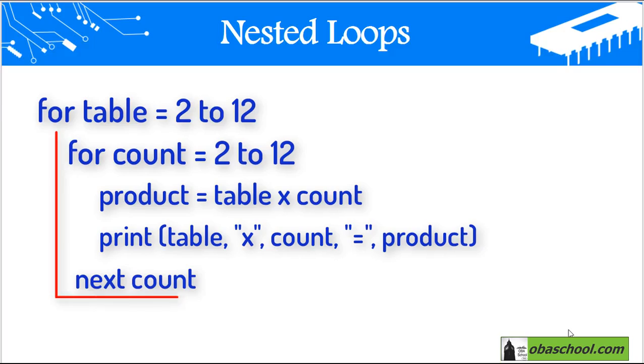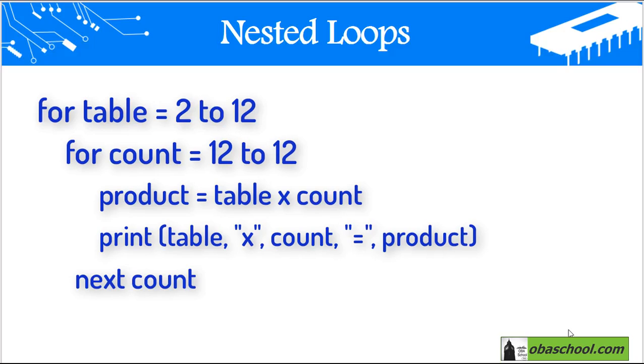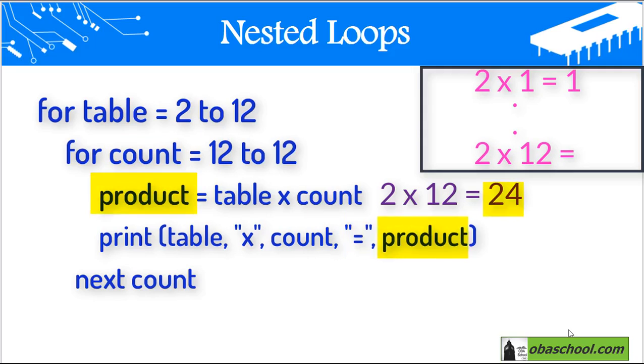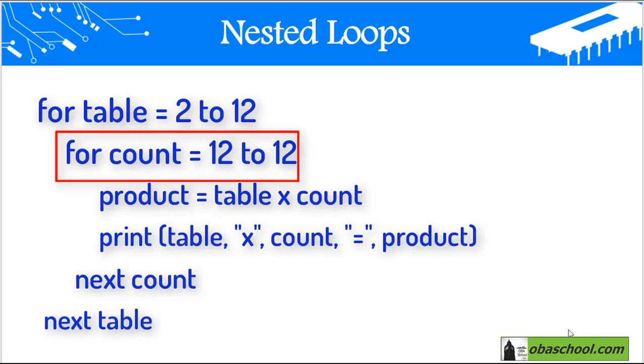We will continue this for loop until the count reaches 12. It will display the last number 12. We will put in variable product the table, which is still 2, times the count, which is now 12, and print table, which is 2, times the count, which is 12, equal to the product, which is 24. Now we're going to get out from the for loop and continue to the next table.